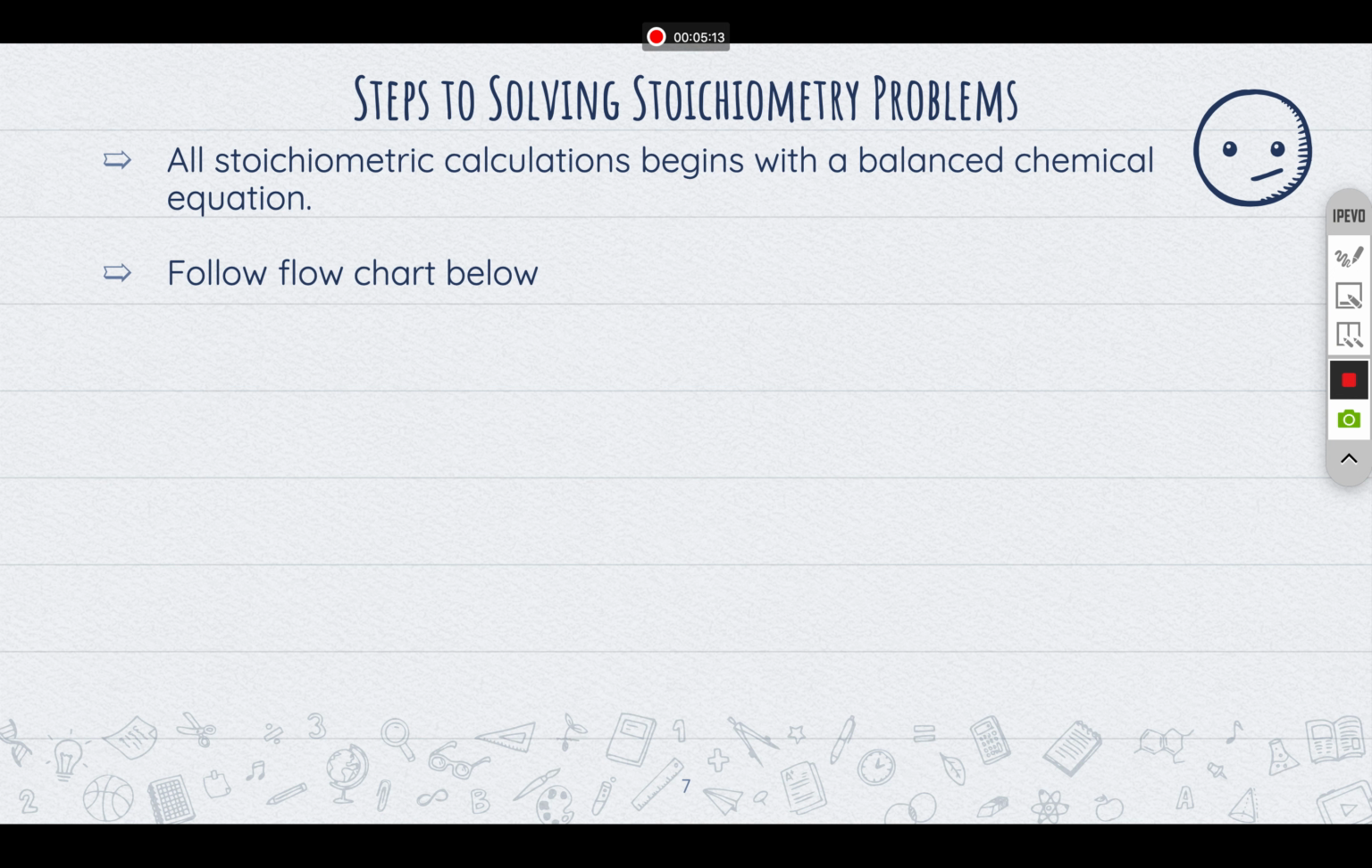most of the time, unless all the coefficients are 1 or the coefficients are the same and you got very lucky, but 99% of the time you're going to get it wrong. Okay, so make sure that you balance the chemical reaction.